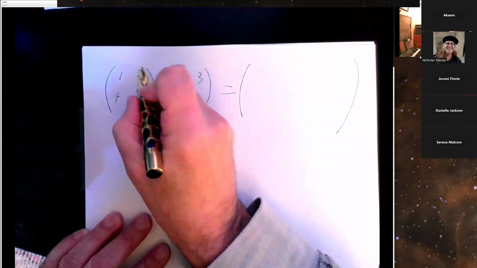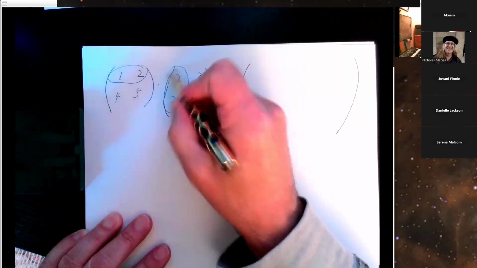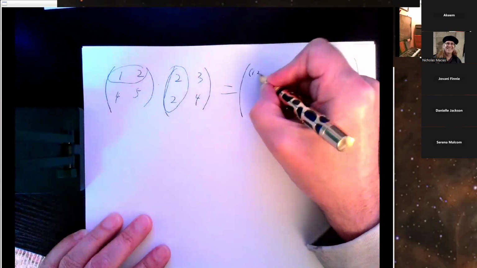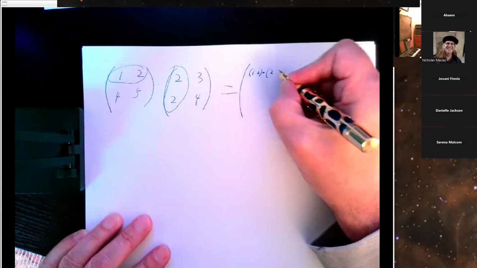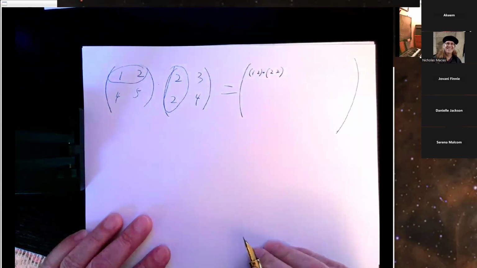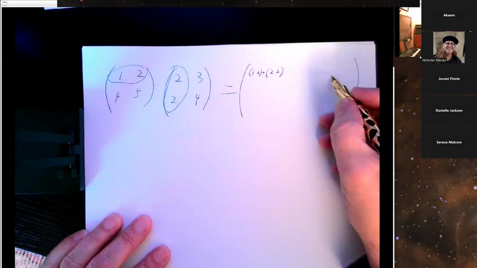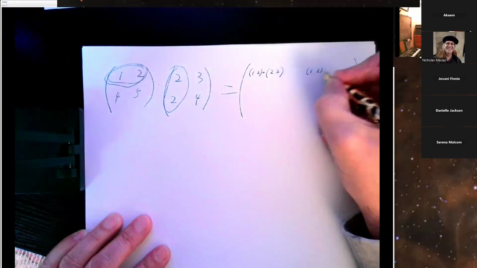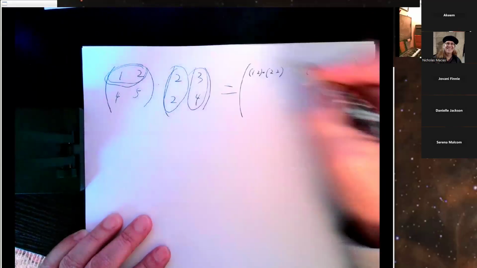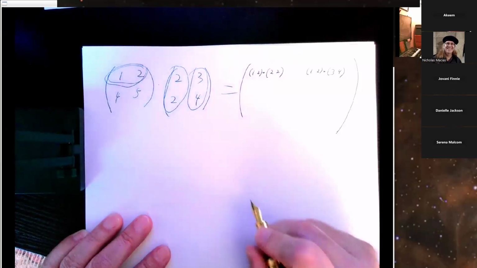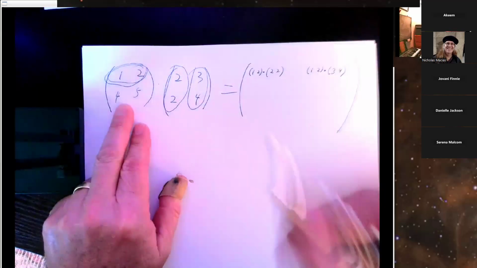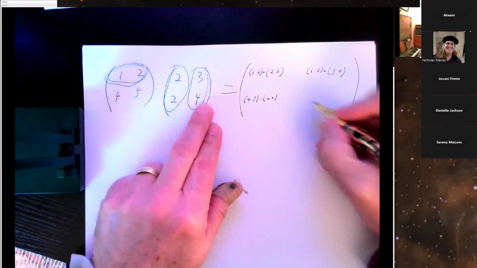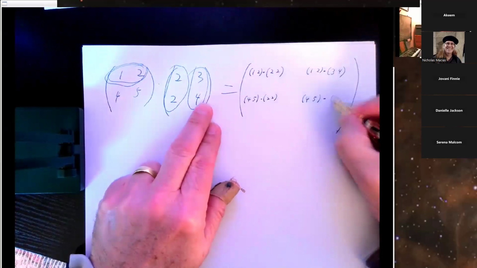Basically, what we do is we take the first row and the first column, and we do what's called a dot product. So we would say 1, 2 dotted with 2, 2. And for the first row, second column, we're going to take the first row and dot it with the second column, 3, 4. And then this element down here would be 4, 5, dotted with 2, 2. And this would be 4, 5, dotted with 3, 4.